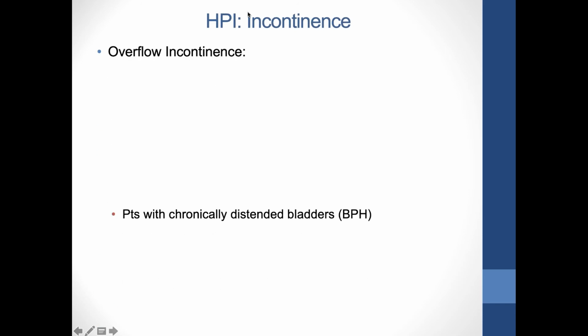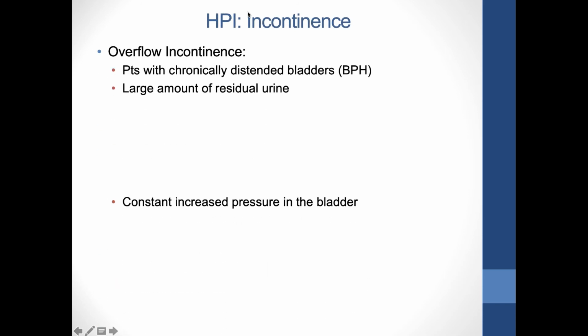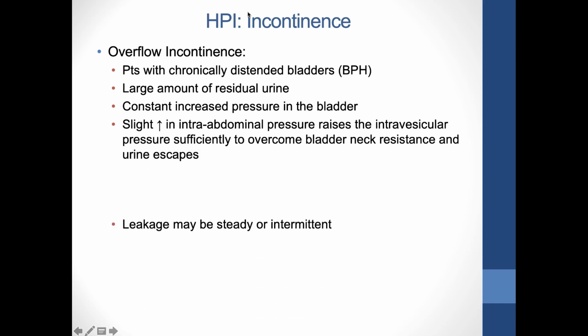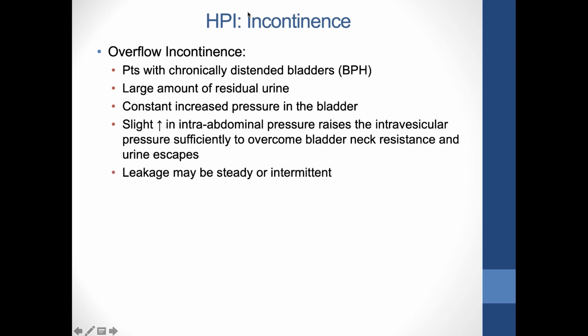With incontinence, overflow incontinence usually happens with our patients that have benign prostatic hypertrophy. They end up with a large amount of residual urine in their bladder, and this constant increased pressure in the bladder can cause this overflow. A slight increase in intra-abdominal pressure raises this intravesicular pressure sufficiently to overcome bladder neck resistance, and then urine will escape. The leakage may be steady or it can be intermittent.